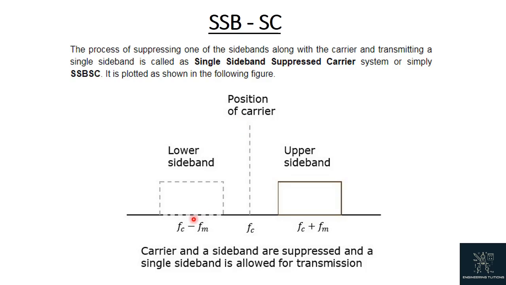It is plotted as shown in the following figure. The carrier and the lower sideband are suppressed. Hence, the upper sideband is used for transmission. Similarly, we can suppress the carrier and the upper sideband while transmitting the lower sideband. This SSB-SC system, which transmits a single sideband, has higher power as the power allotted for both the carrier and the other sideband is utilized in transmitting this single sideband.